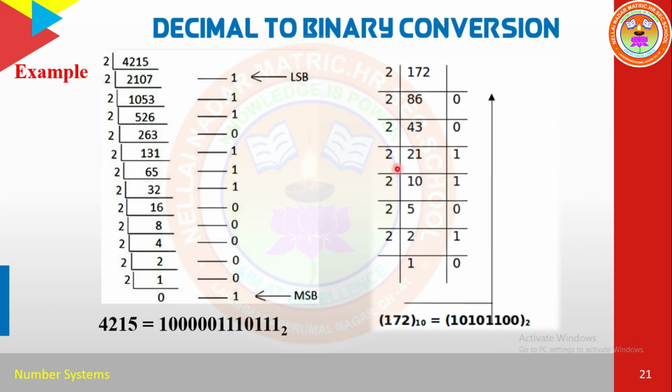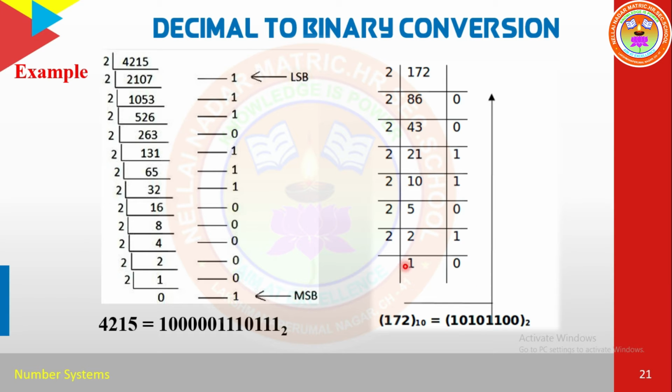Next, after that, the same number 2, divided. How many times? 10 times. 10 twos are 20, here 21. So the remainder is 1 once again. The next, again divided by 2. How many times? 5 times. 5 into 2 is 10. Balance 0. The next, 2 times 2 is 4. Balance 1. The next, 1. Here 2 again, same number. 1 two is 2. So balance 0.